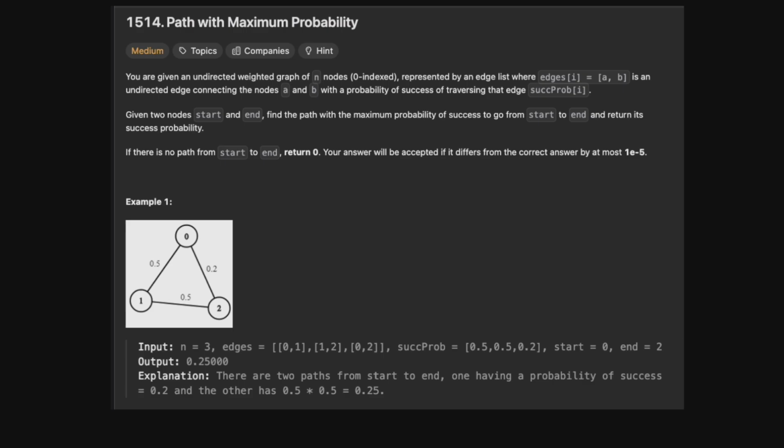If there is no path from start to end, then return 0. The rest of the constraints we don't care about. So let's look at an example.